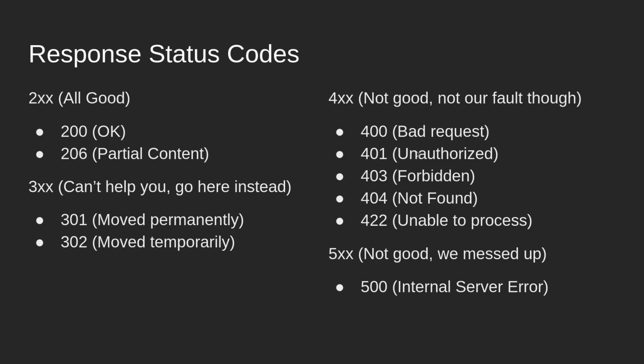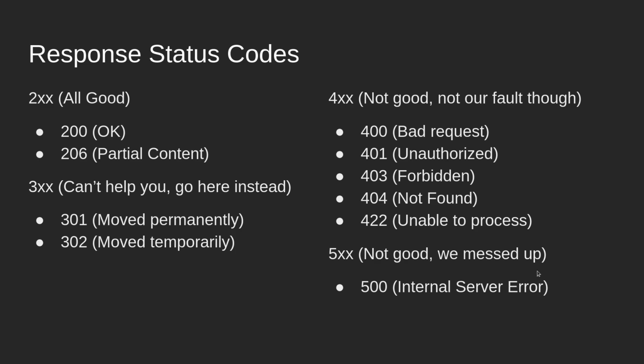401, unauthorized, basically means you typed the wrong password or the wrong username, or I can't log you in. You're not authorized for this. 403, forbidden, basically means yeah, you're logged in, but only admins can go to this. You're a user, you're not allowed here. It's forbidden for you. 404, I'm pretty sure we all know, is not found. The resource that you're trying to go to doesn't exist. Then we got 422, unable to process. That can be used for other things.